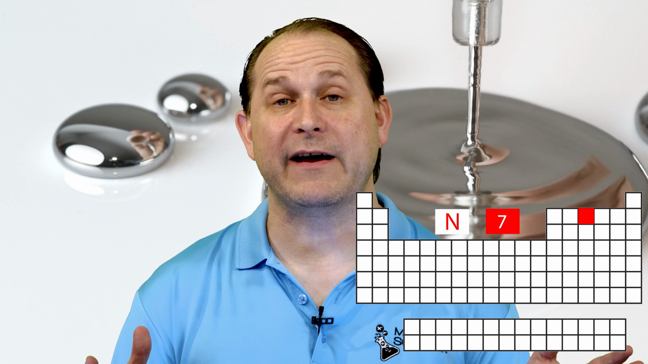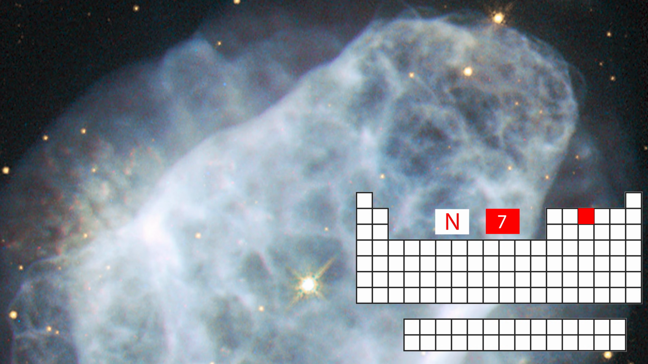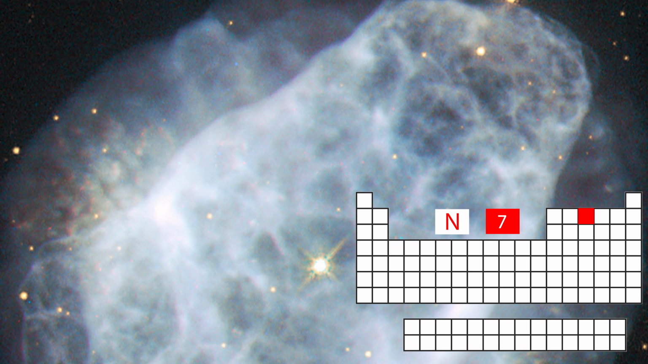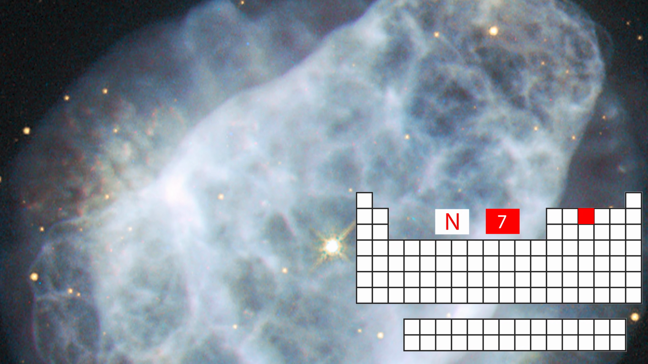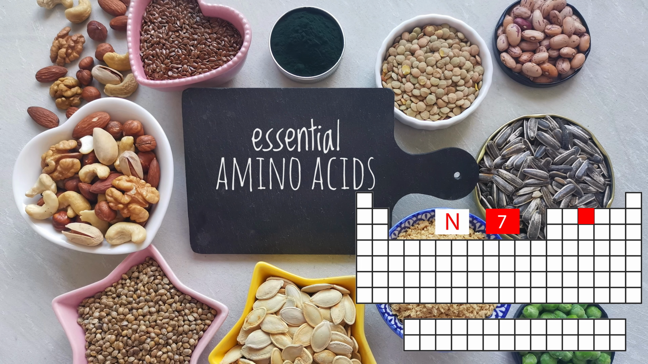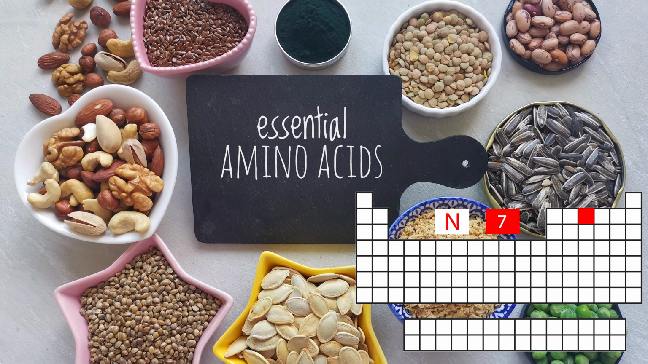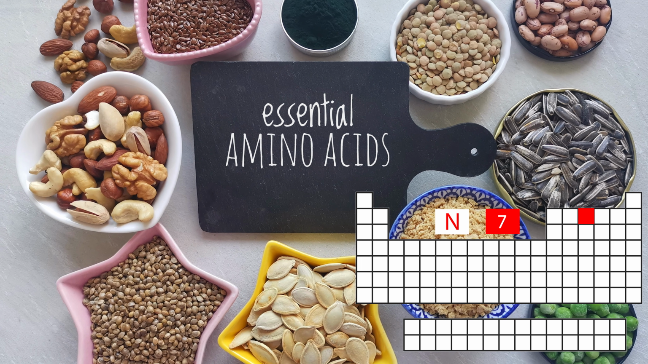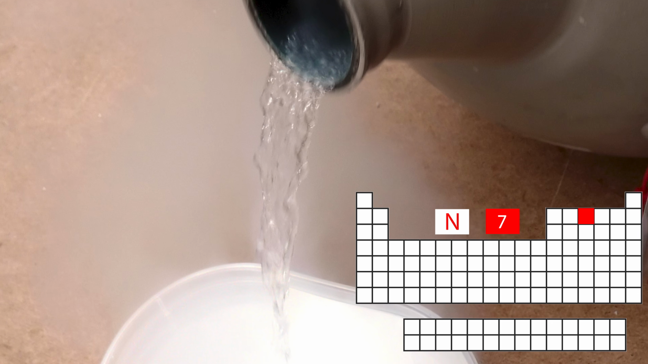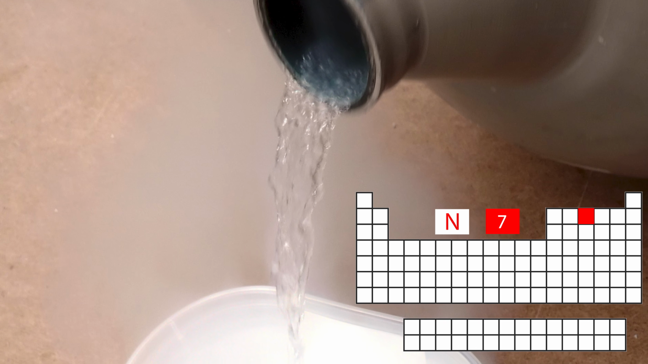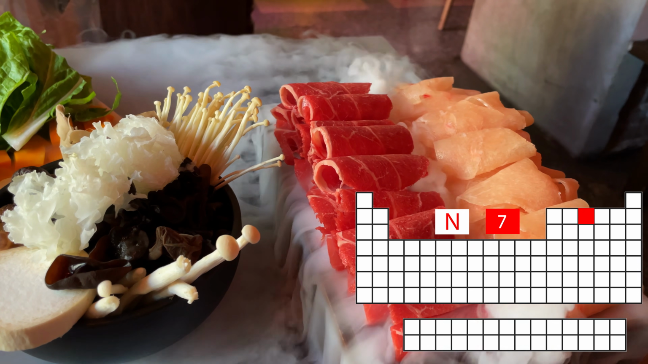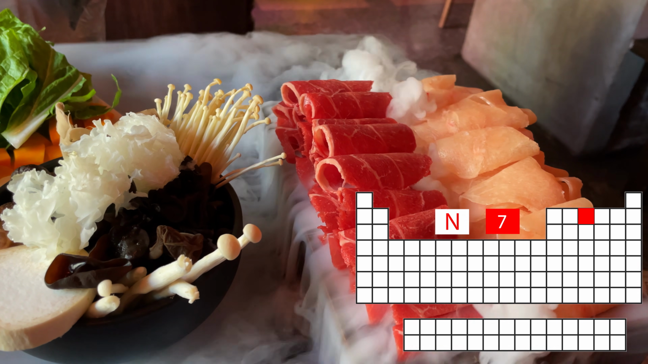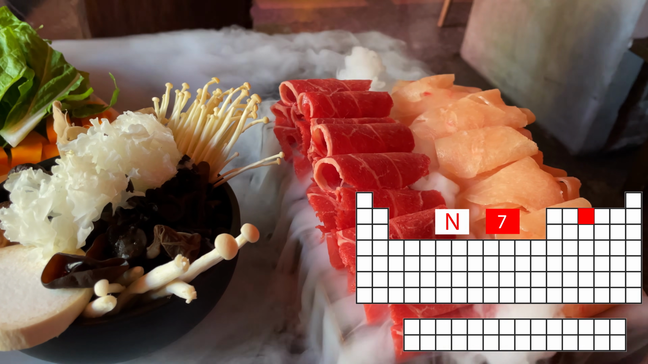Here's element number 7, we call it nitrogen. It makes up a whopping 78% of the Earth's atmosphere. It's actually crucial for amino acids. You see nitrogen's running around all over the molecular structure of amino acids. So here's a fun fact. Liquid nitrogen's extreme cold is actually used to flash freeze foods and preserve biological samples.